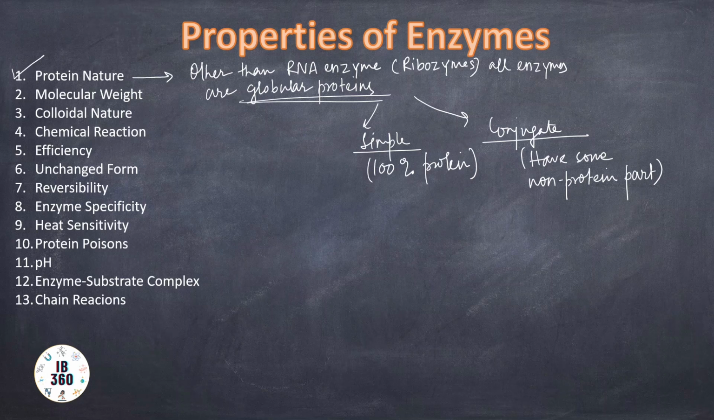The second thing is molecular weight. Being proteinaceous, enzymes are obviously giant molecules, so they will have a molecular weight of 6,000 to 4 lakhs (400,000). And molecular weight is mainly contributed by the giant protein molecules.